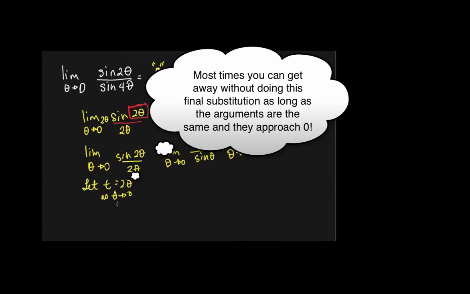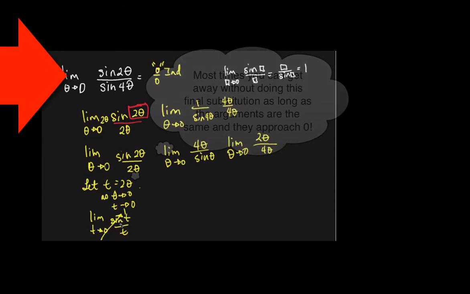As theta approaches 0, what does t do? It gets smaller. Just look right here. t equals 2 theta. As theta approaches 0, what is t going to do? It's going to approach 0 as well. Yeah. Right? So then you could rewrite this as limit as t approaches 0 of sine t over t, which is the true identity. And then you can say that goes to 1.